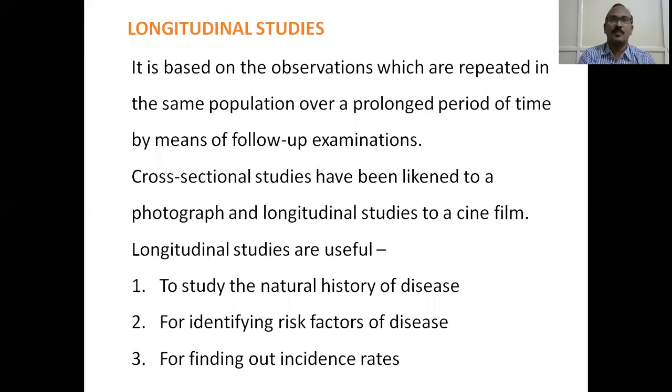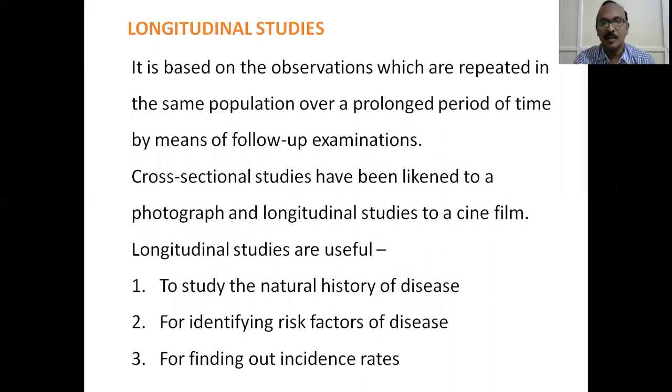A longitudinal study is based on observations which are repeated in the same population over a prolonged period of time. Note, the prolonged period of time is important when you compare it with a cross-sectional study. These longitudinal studies are often done by means of follow-up examinations. You do the study today and you conduct the study again after some days, and you follow up the person concerned. So cross-sectional studies have been likened to a photograph and longitudinal studies to a cinematic film or a silent film. Longitudinal studies are useful to study the natural history of disease.